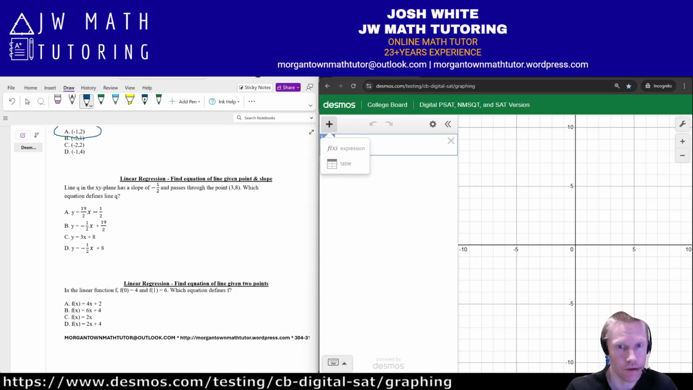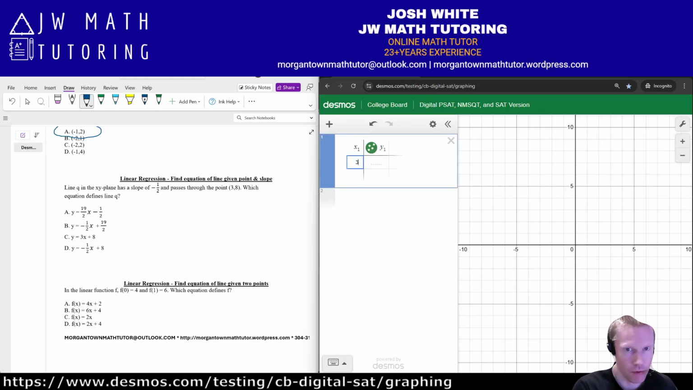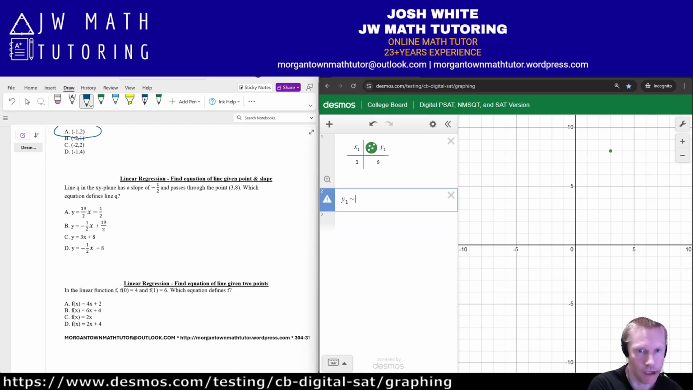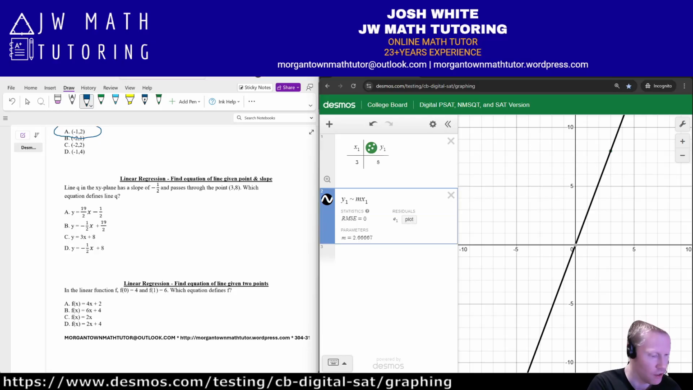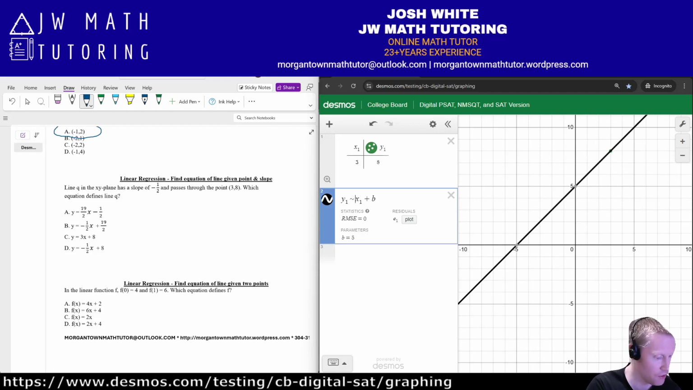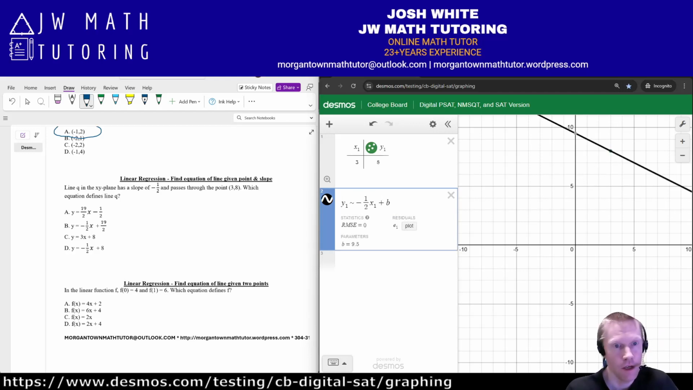All right, so first thing I'm going to do is create the table and enter my point into the table for x1 and y1. And then, in the next line, do the regression statement. Now, instead of typing in this full thing again, I'm going to replace m with the given slope, which is negative 1/2. So now that I have typed this in, I can go ahead and just do the regression. I can see the value of b is 9.5. Therefore, the correct answer has to be letter B here.